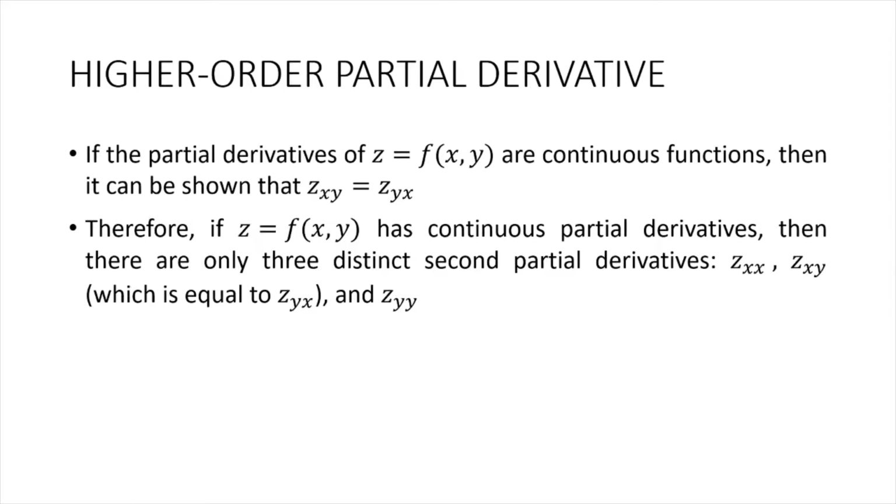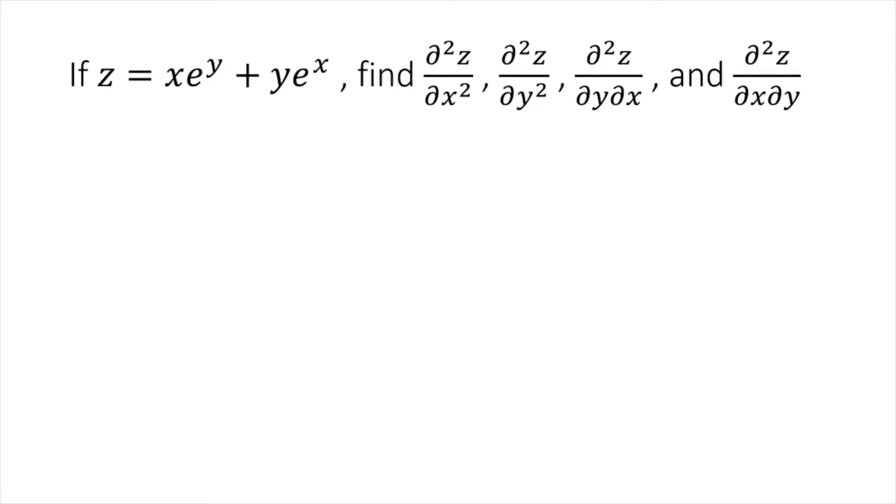So z sub xx, z sub xy, where z sub xy is equal to z sub yx, and lastly z sub yy. All right, let us now look at some examples. First, we have here: if z equals x times e raised to y plus y times e raised to x, then find the second partial derivative of z with respect to x twice, the second partial derivative of z with respect to y twice, and then the second partial derivative of z with respect to x first and then with respect to y, and lastly the second partial derivative of z with respect to y first and then with respect to x.